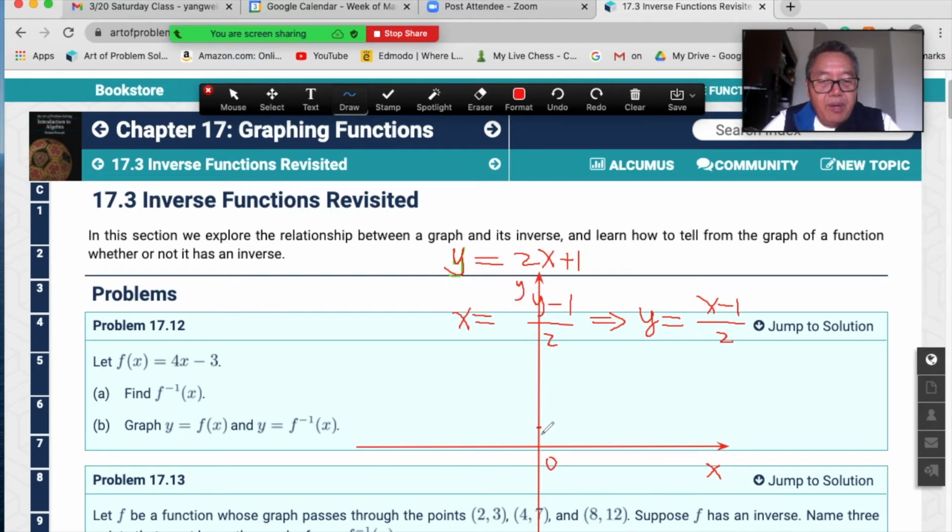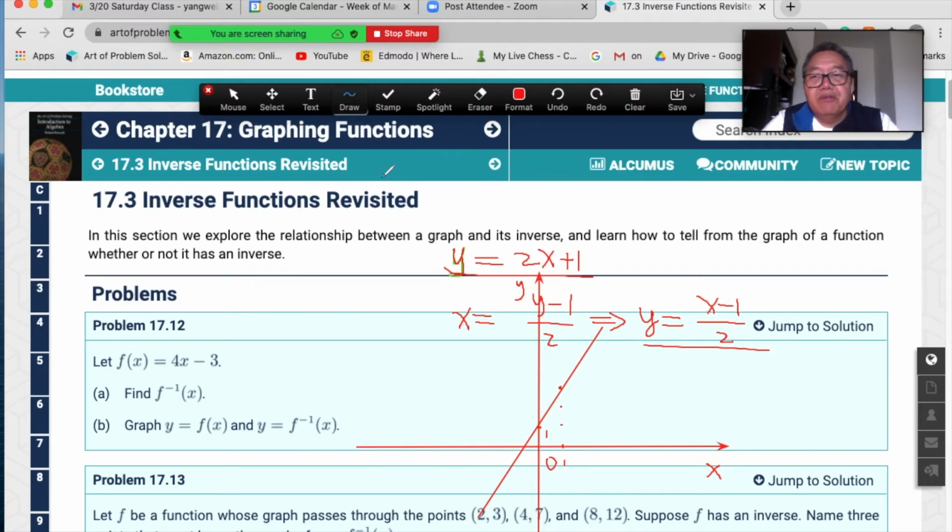If you graph the first function, this one's x, this one's y equals 2x plus 1. Suppose this one's 1, then the slope will be 2, that will be here. When x equals 1, then y equals 3. So then you connect these 2 points. So this graph is y equals 2x plus 1.